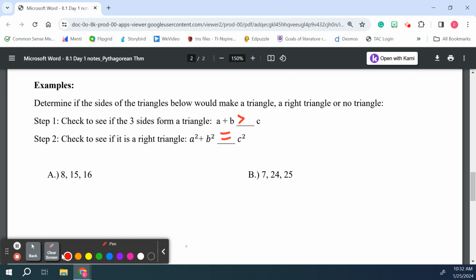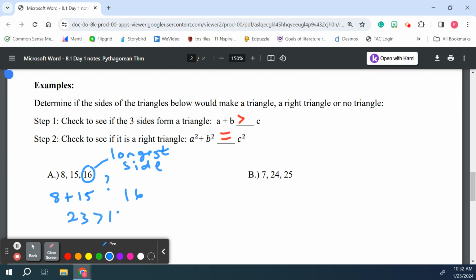So looking at part 1, 8, 15, 16. Now remember, this is going to be our longest side. So I'm going to do 8 plus 15, and we're going to see what's going on with it in terms of 16. 8 plus 15 ends up being what? 23? 23 is greater than 16, so this is definitely a triangle. Since it's a triangle, let's see if it's a right triangle. So I'm going to take 8 squared plus 15 squared, and I'm going to see if it equals 16 squared.